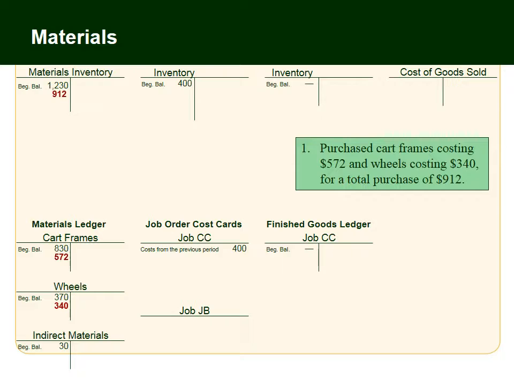Okay, so follow the T accounts, the bright red, and you will see that in the materials area, we made a purchase of cart frames and wheels. This is the primary account, the general ledger account. These are subsidiary accounts, and this is the information.